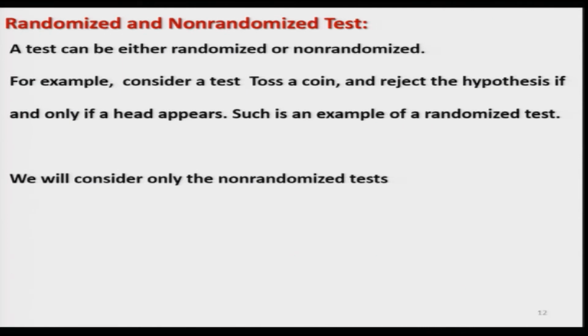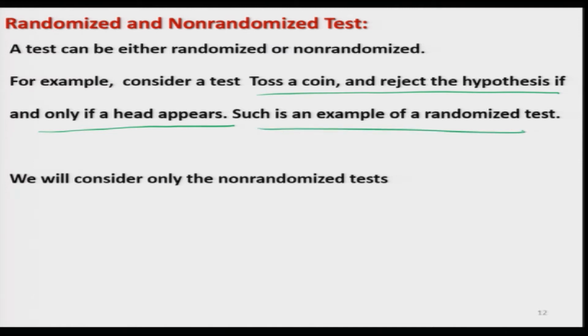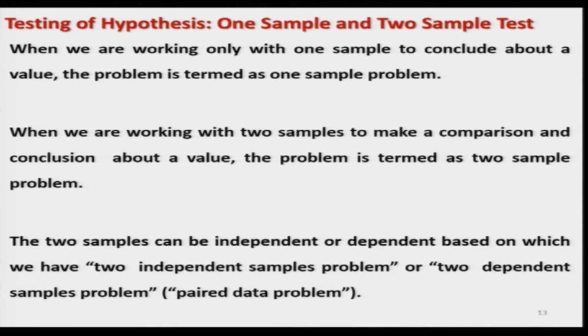So now whenever we are trying to create such a test, there are two types of tests which can be formed. One is a randomized test and another is a non-randomized test, right. For example, consider a test that tosses a coin and rejects the hypothesis if and only if a head appears. In that case, we do not know when we are going to get the head, in the first toss, in the second toss, or in the third toss, and so on. So such is an example of a randomized test, but definitely in this lecture and in this course we are not considering it. We are going to consider only the non-randomized test. Remember this thing. Okay. So now the question comes here that whenever we are trying to test a hypothesis, we are going to obtain a sample of data, right.